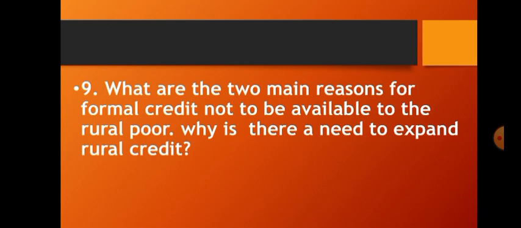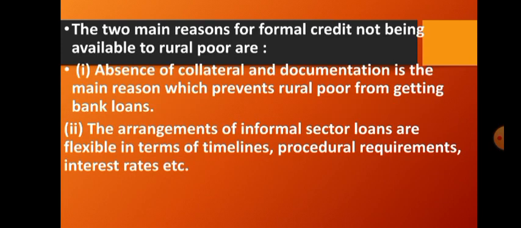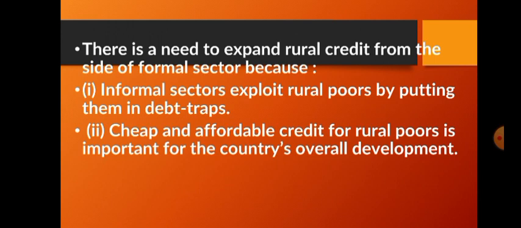What are the main reasons for formal credit not being available to the rural poor? Why is there a need to expand rural credit? So what is the main reason? Absence of collateral and documentation is the main reason which prevents the rural poor from getting bank loans. Arrangement of informal sector loans is flexible in terms of timeliness, procedural requirements, interest rates, etc. So there is a need to expand rural credit because informal sectors exploit the rural poor by putting them in a debt trap. Cheap and affordable credit for the rural poor is important for the country's overall development.